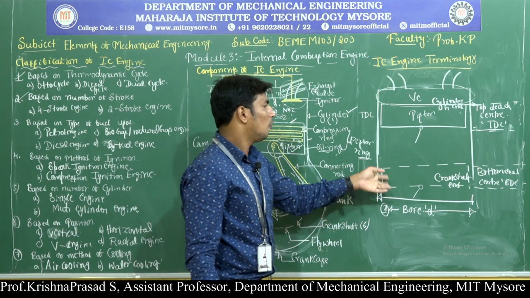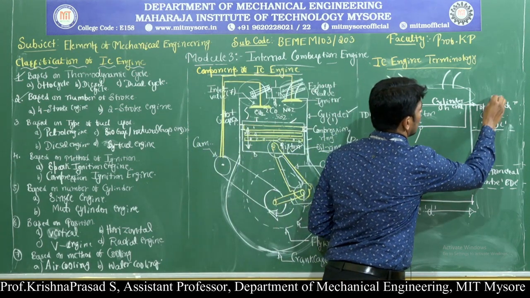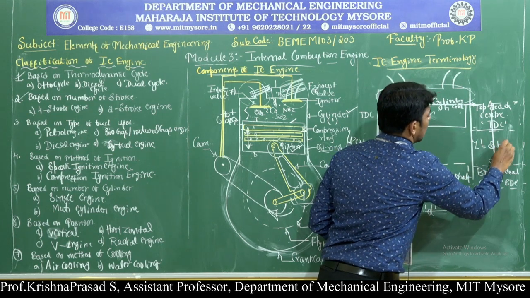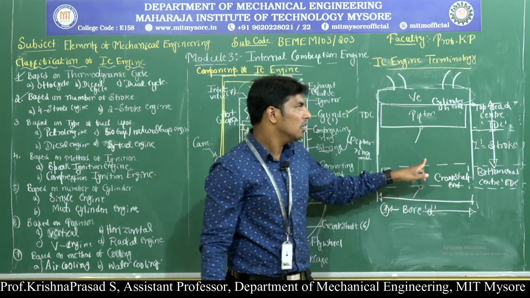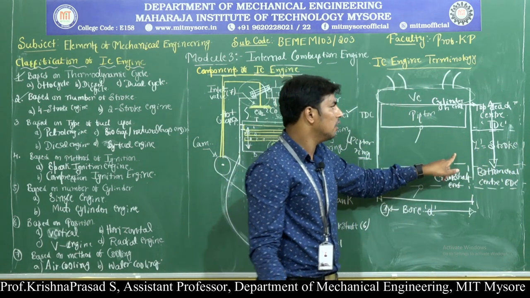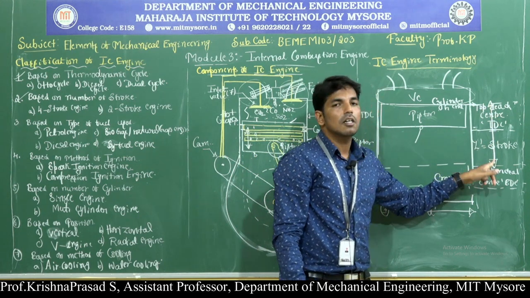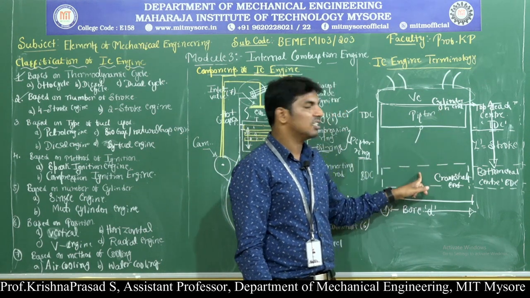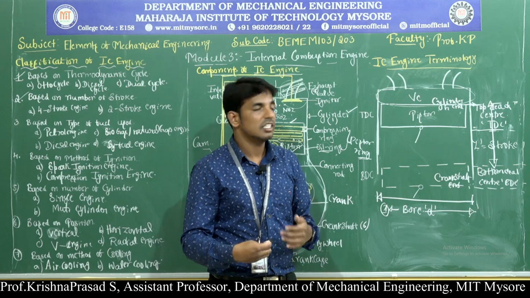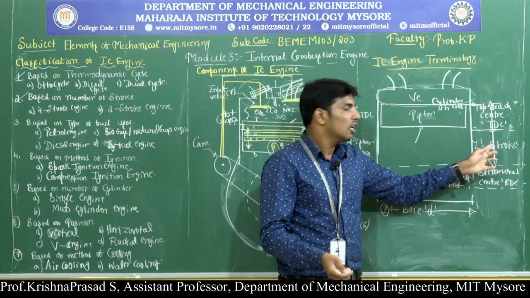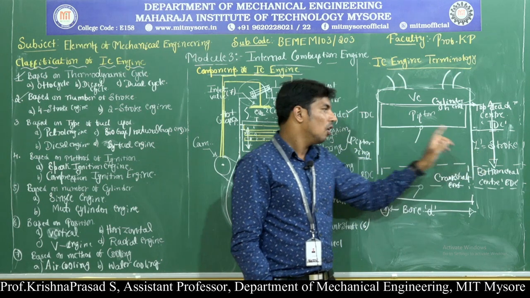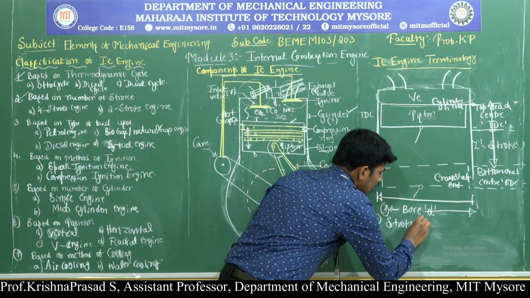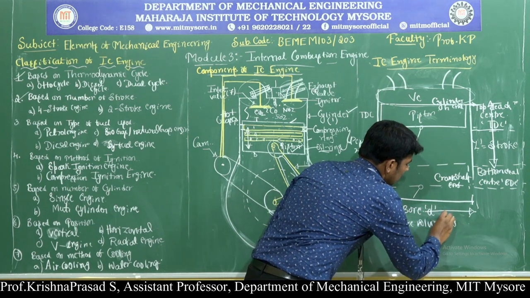Next, the fourth one is called the stroke, and it is denoted by L. So what is the stroke? Stroke is very simple. It is the linear distance traveled by the piston when it moves from TDC to BDC. That means when the piston moves from top dead center to bottom dead center, whatever linear distance it travels is considered the stroke or stroke length, and it is denoted as capital L.